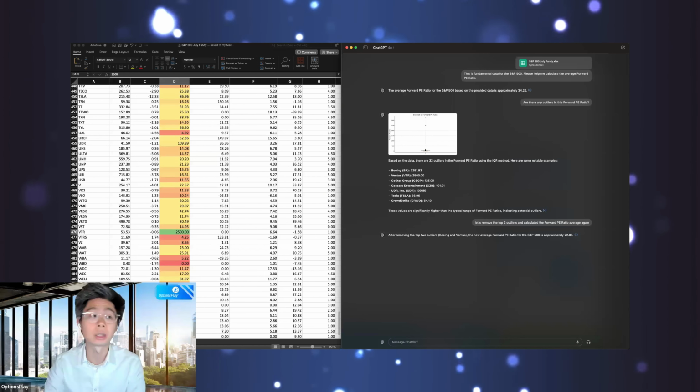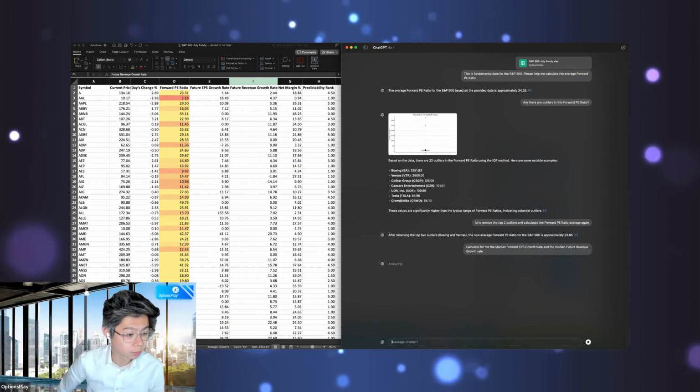Now, how do you determine whether a stock is trading above or below average? Should it trade above average? Should it trade below average? Well, that's where we look at how fast we expect companies to grow and how profitable those companies are. So that's where we turn to these two columns, expected future EPS growth rate and expected revenue growth rate. So I'm going to say, okay, calculate for me the median forward EPS growth rate and the median future revenue growth rate, just so that I have a baseline for those two as well.